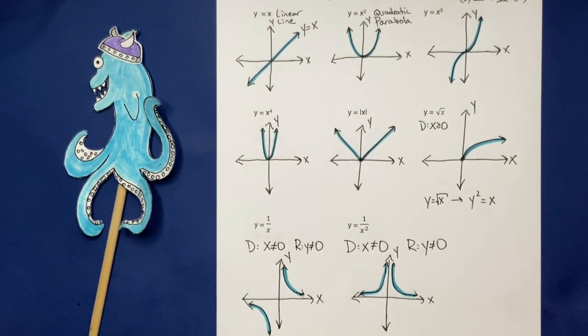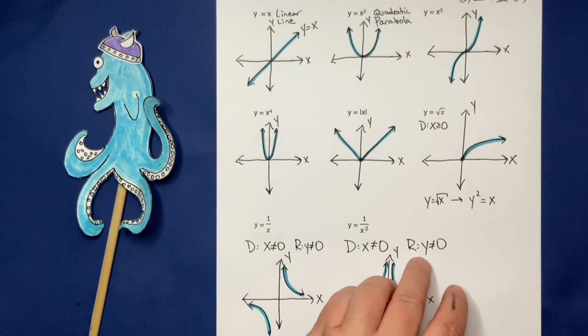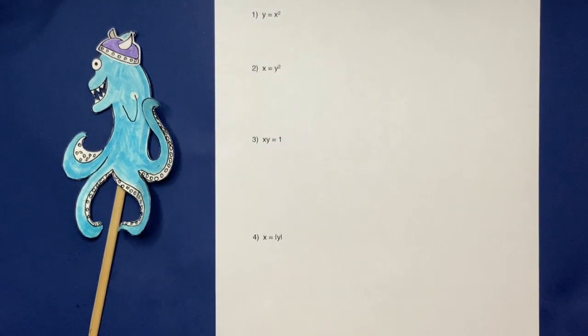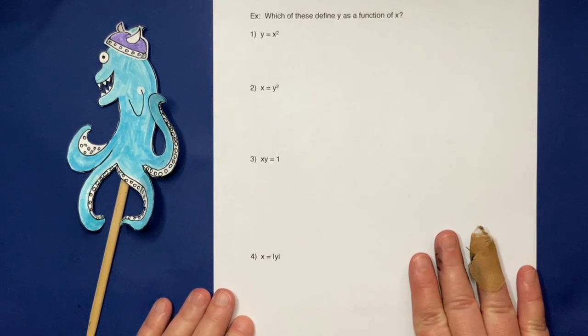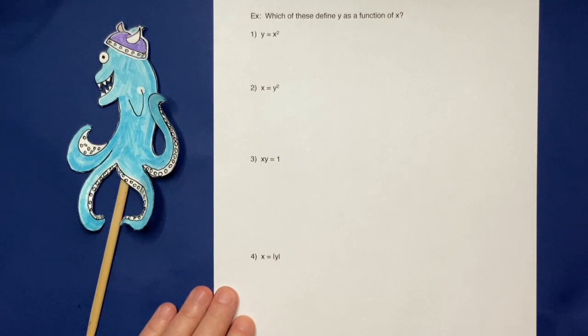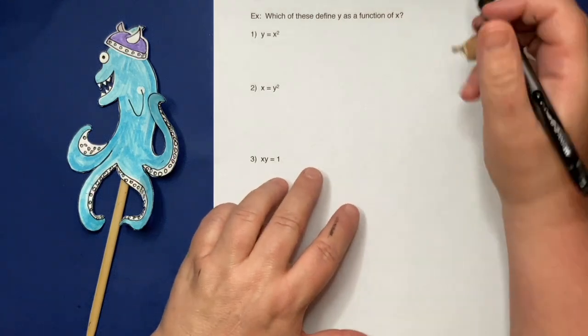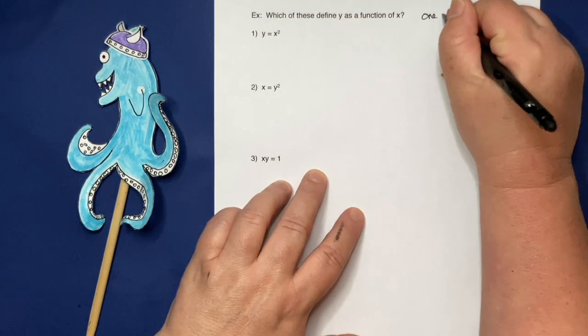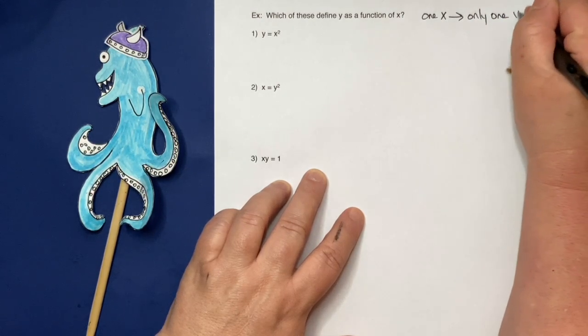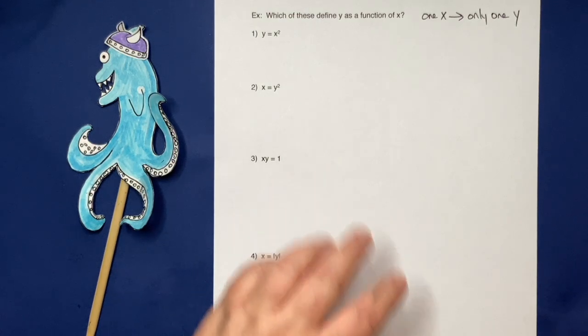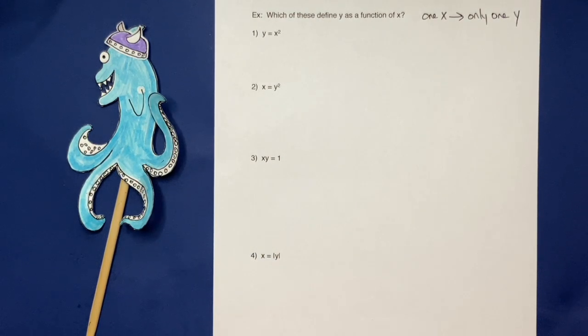And then we're going to do something slightly different for this last little piece of this. Oh, it's a list. It's a list of functions, maybe. And in fact, the question is, which of these define y as a function of x? So let's review what that means. 1 x corresponds to only 1 y. So the trick we're going to be looking for is, for each value of x, how many answers are we going to get for y?